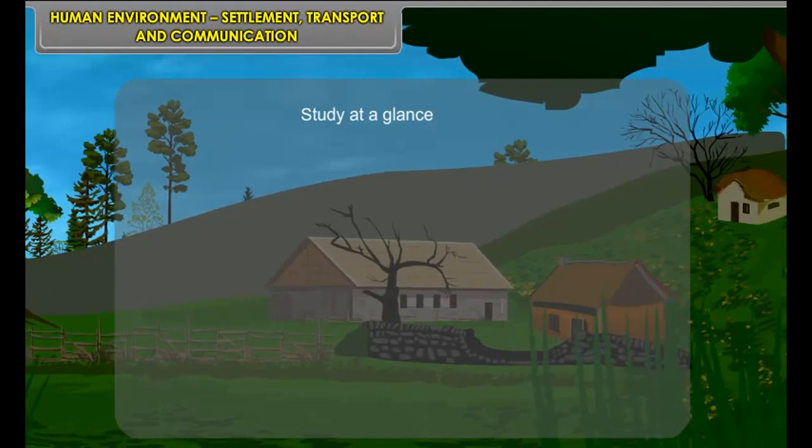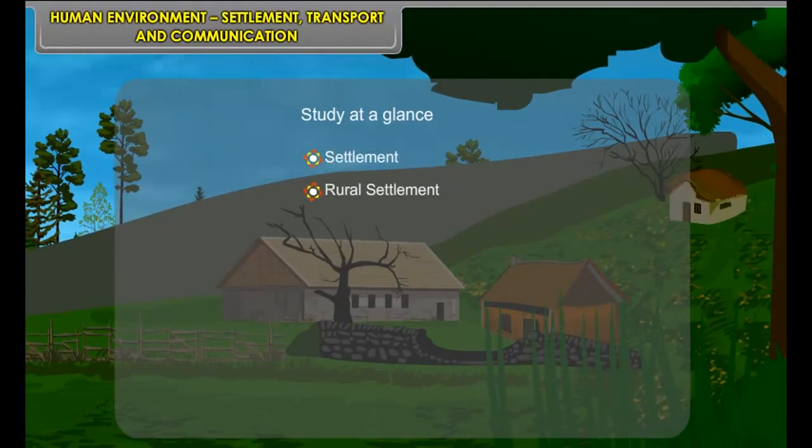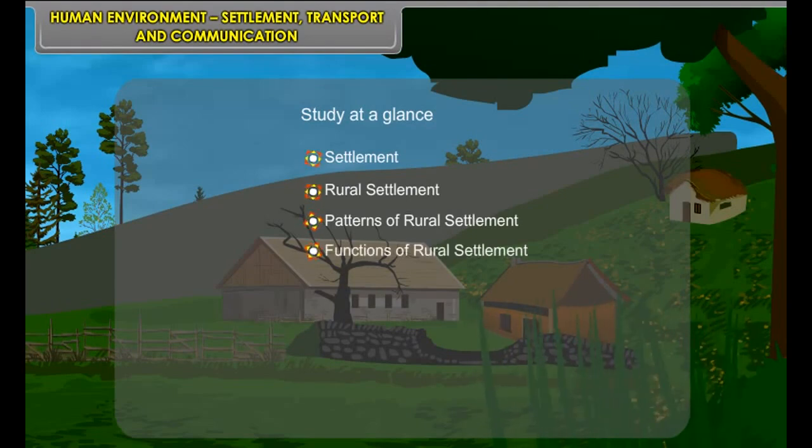Study at a glance. Settlement. Rural settlement. Patterns of rural settlement. Functions of rural settlement. Urban settlement. Transport, communication.